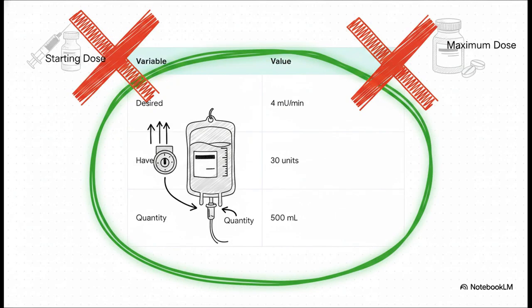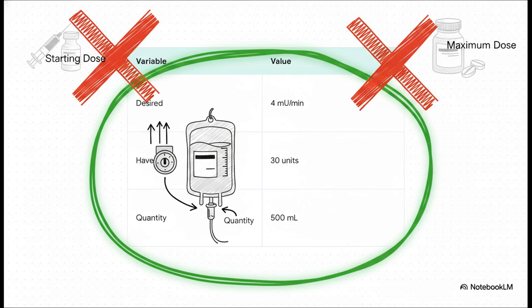To survive this kind of information overload, we conceptually need to just cross out the distractions. The starting dose, the max dose, they just don't matter for programming the pump right at this exact moment. Let's isolate the vital data. Your newly increased titration rate of 4 milliunits per minute, that is your desired dose. And your supply bag of 30 units and 500 milliliters, those are your have and quantity values.